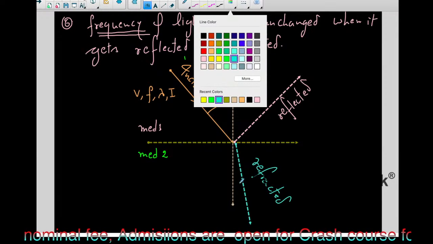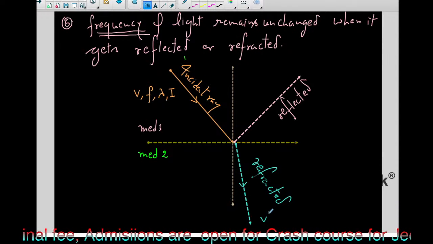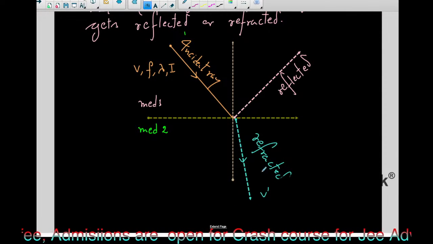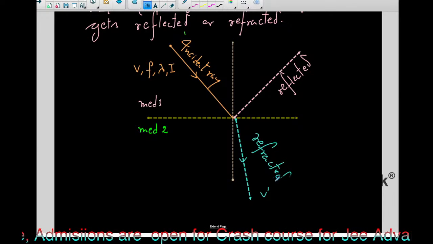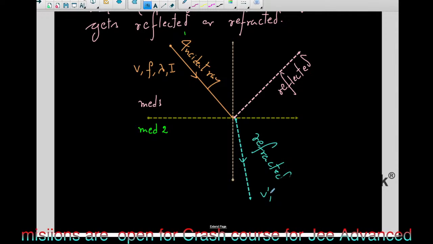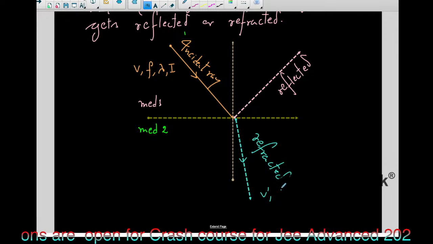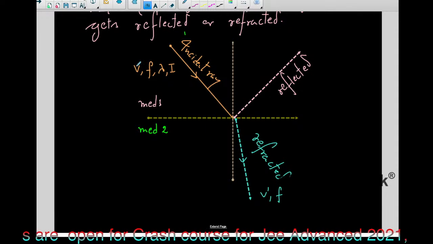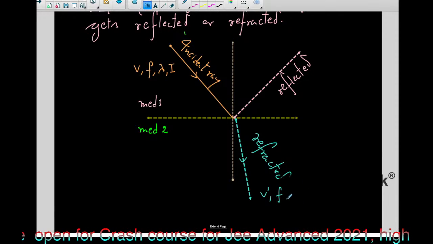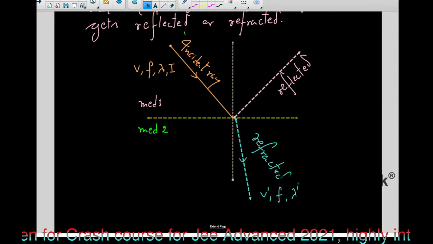So what happens when the light is refracted? Let's say this is V dash, which means it is bending towards the normal. Like the light is coming from air to water. Water is a dense medium. When it comes into a dense medium, the velocity V changes to V dash. And here the frequency F doesn't change. Here also F. And for lambda, lambda also changes, lambda dash.